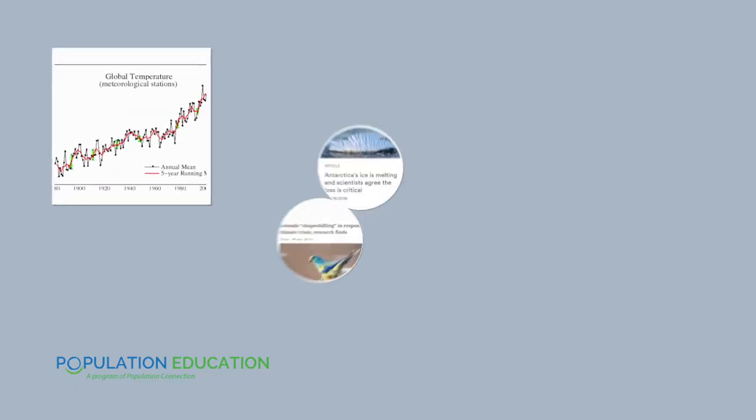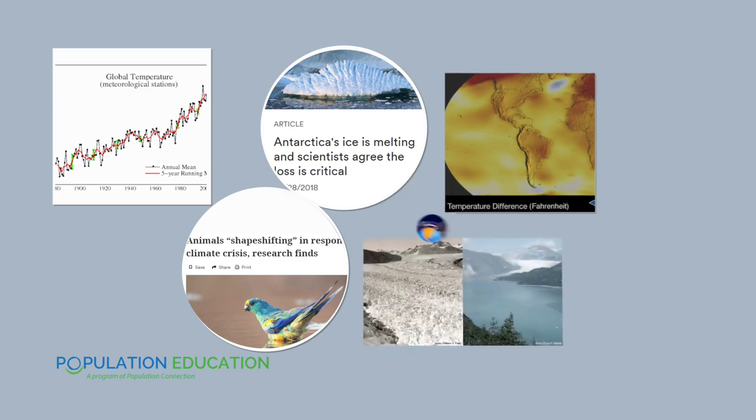Point out the data bank items you set up and let them know that today they will be analyzing several different data sources that relate to climate change. However, that data isn't just numbers. Data can take on several different forms: graphs, articles, maps, images, and more.